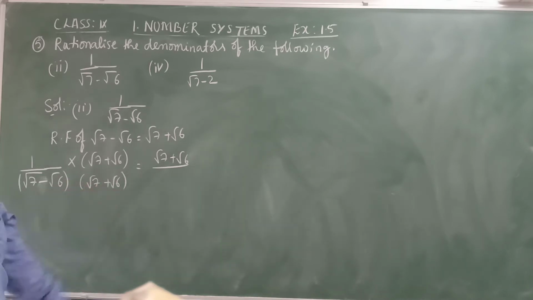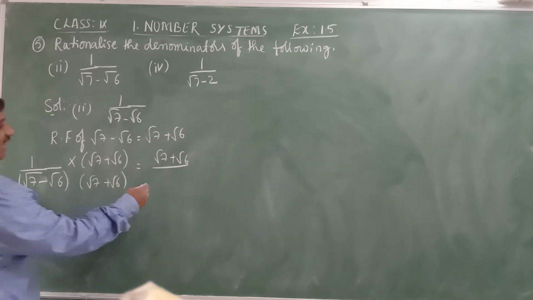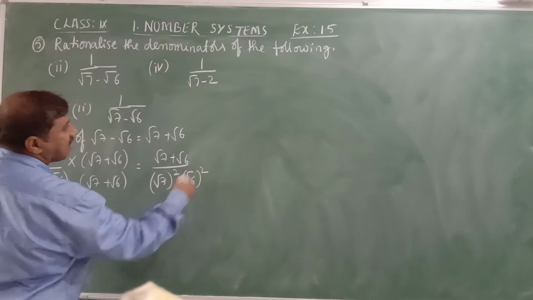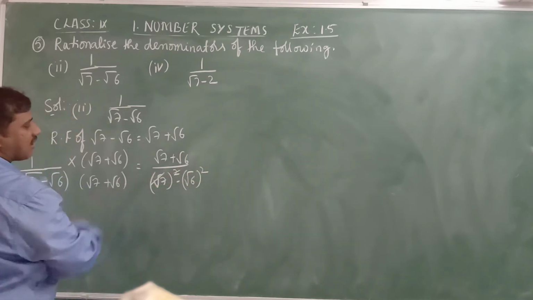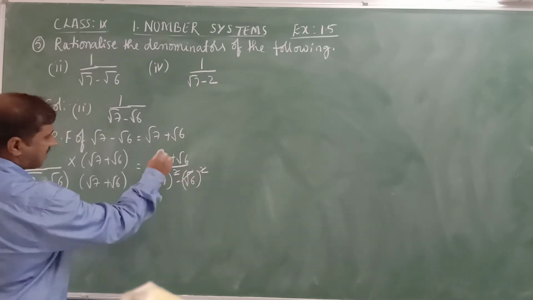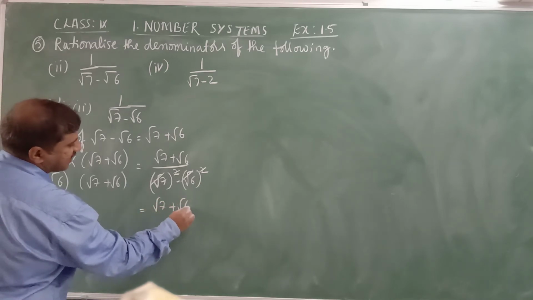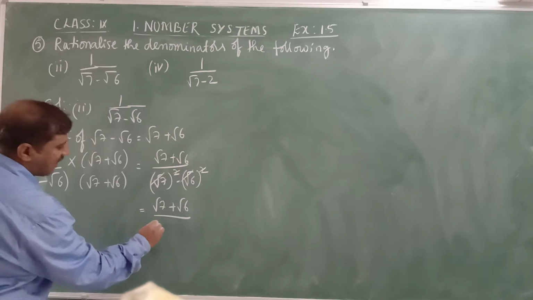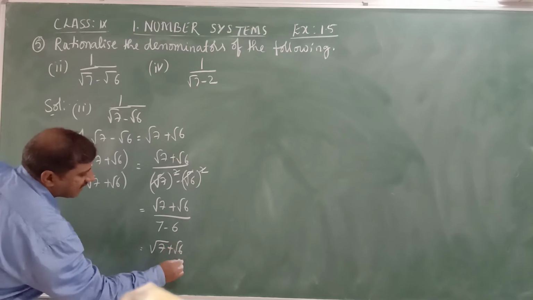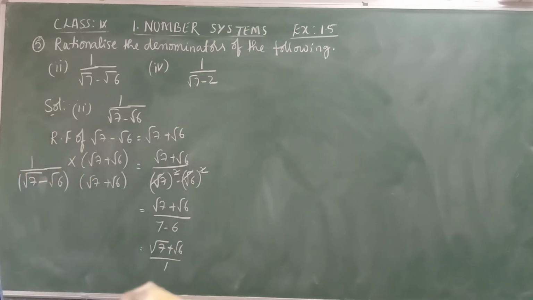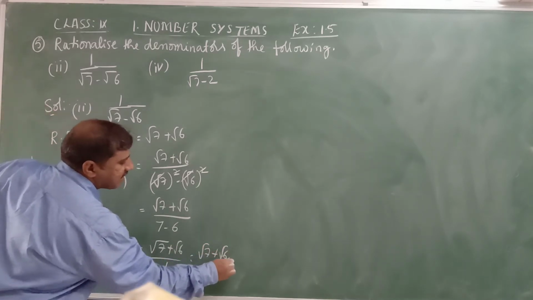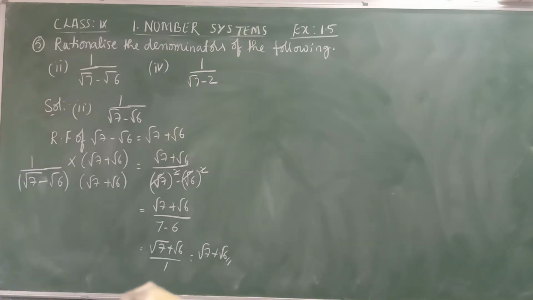(a minus b) into (a plus b) is equal to a square minus b square. That is root 7 whole square minus root 6 whole square. Square and square root are cancelled. So now, simplifying this, we get root 7 plus root 6 divided by 7 minus 6, that is square root of 7 plus square root of 6 divided by 7 minus 6, which is 1. When we divide by 1, we get the same number, root 7 plus root 6. Root 7 plus root 6 is the answer.